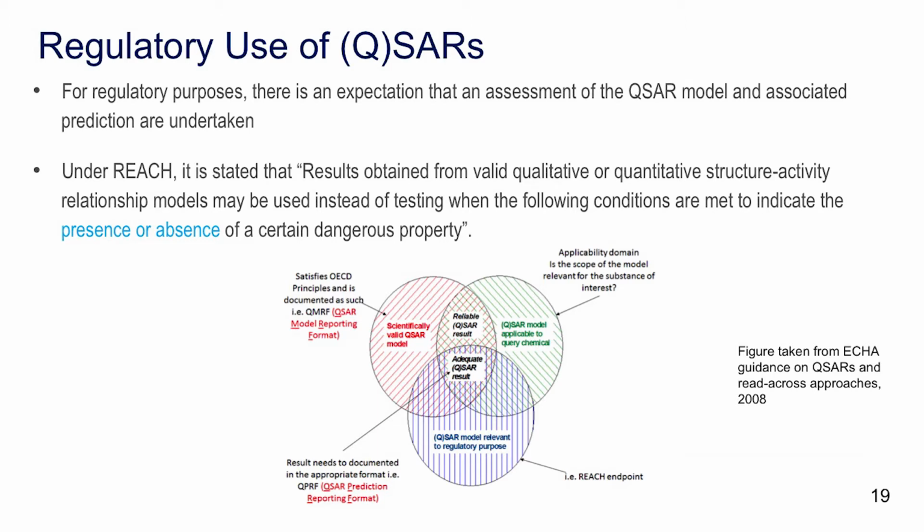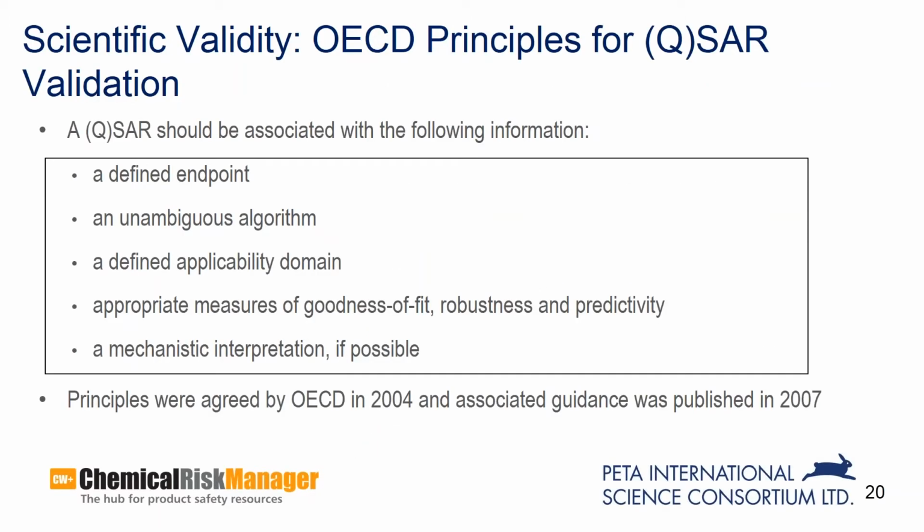Next slide, please. So we have a framework in order to assess QSARs, which has been very widely applied, which are the so-called OECD principles for QSAR validation. And these were agreed by the OECD, the Organization for Economic Cooperation and Development, in 2004, and guidance was subsequently published, and much has been written and said about them. Despite them being over a decade old now, they're still valid and they're still very widely applied. And these state that a QSAR should be associated with the following 5 pieces of information.